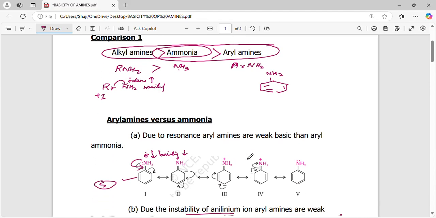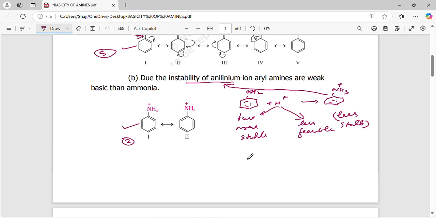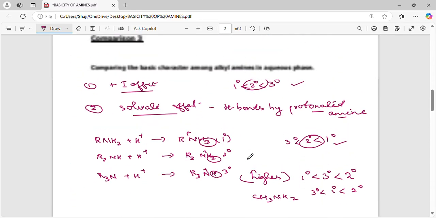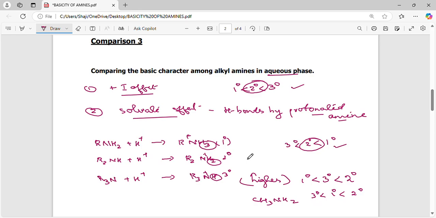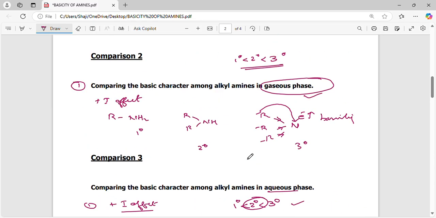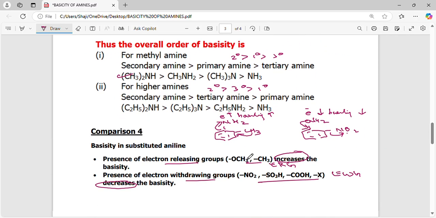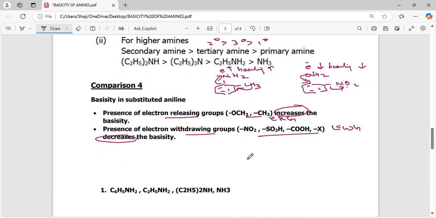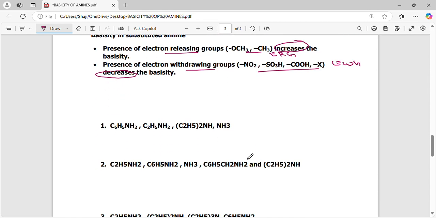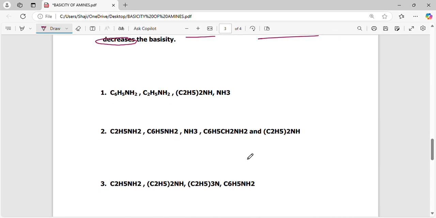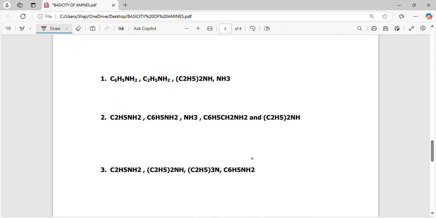But if different amines are there among alkyl or among aryl, always you go for aqueous phase if the phase is not mentioned, like secondary most and then tertiary then primary. Only for methyl amine, secondary, primary and tertiary. But gaseous phase, tertiary, secondary and primary. And substituted aniline according to the electron releasing or withdrawing groups you can arrange. So let's discuss some questions to understand more about this, like C6H5NH2, C2H5NH2, (C2H5)2NH and NH3.